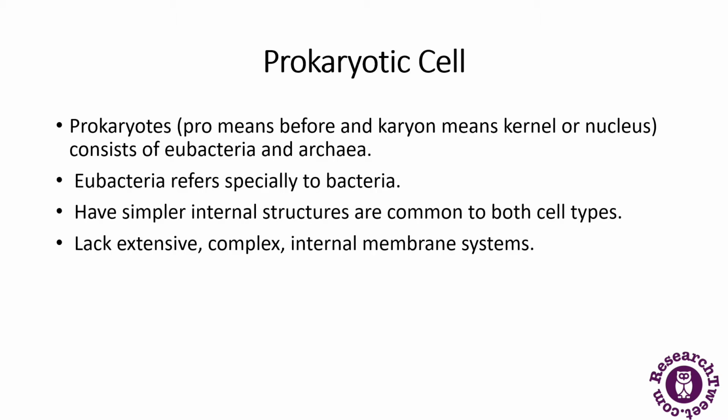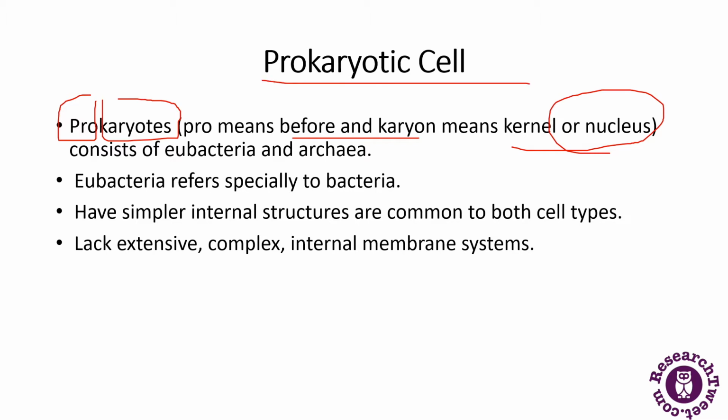So let's start with the first slide, the prokaryotic cell. If we divide this term into two halves, we get pro and karyotes. So what does that mean? Pro means before, and karyon means kernel, or nucleus. It lacks a true nucleus. It does not have a true nucleus, and it also lacks membrane-bound organelles. So this is what a prokaryotic cell is.